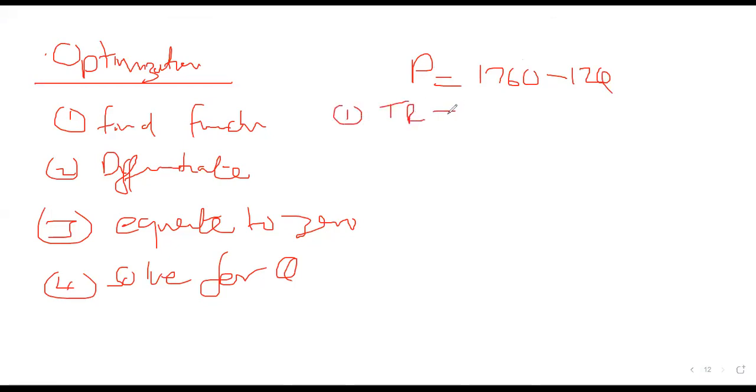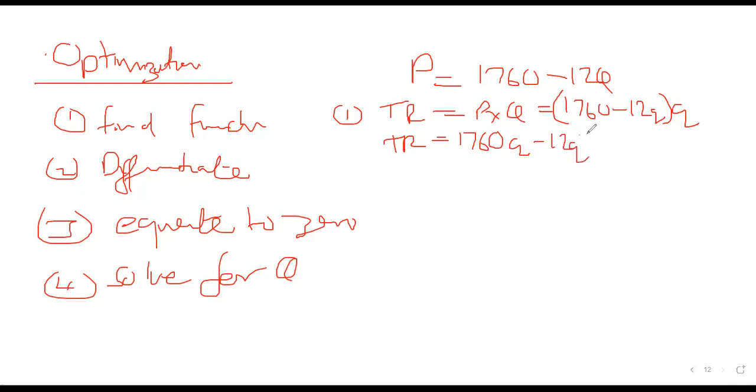What is total revenue? Price times quantity. So here we're going to have 1760 minus 12Q, and we multiply by the Q there. So TR as a function of Q is 1760Q minus 12Q squared. Then step 2, we differentiate.